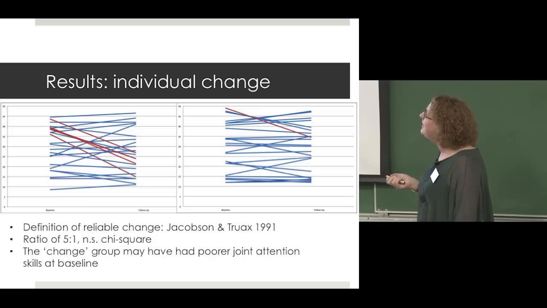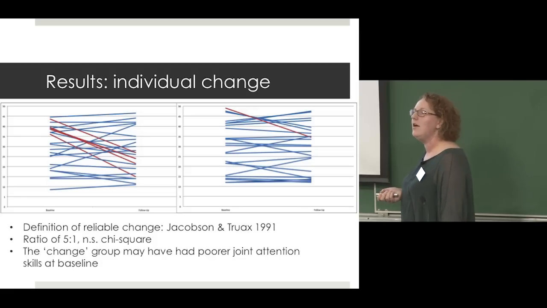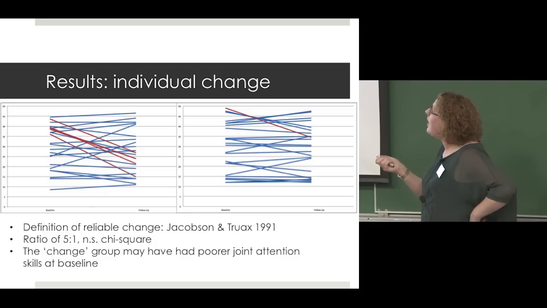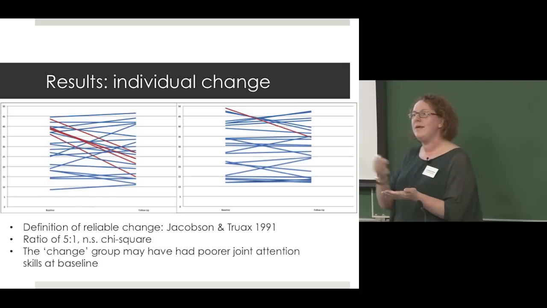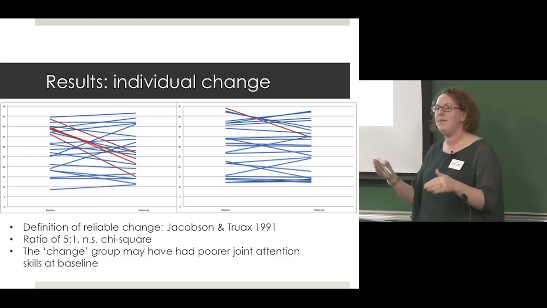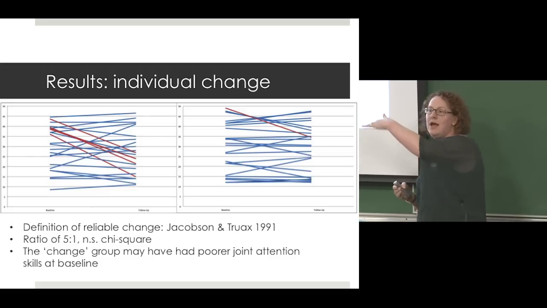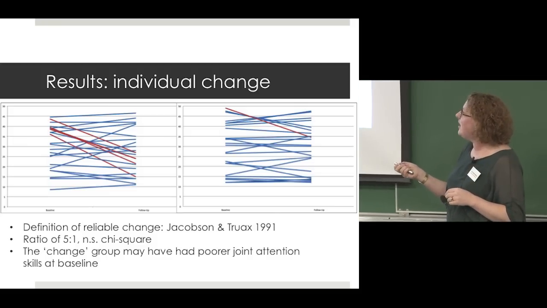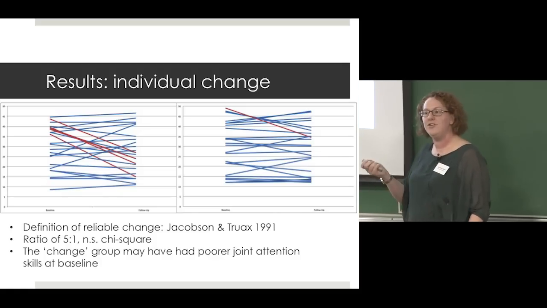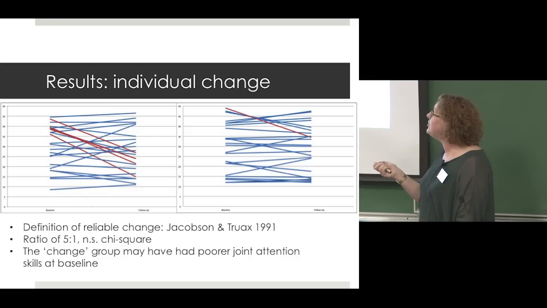So what we did was look at individual change scores. So was there a subset of children who were showing a benefit, even if as a whole group they didn't show a benefit? And we found five children. So we defined reliable change according to the statistical formula, which is basically, if you saw the same child every day for 2 weeks and did the same test, you would get ups and downs in their scores on that particular assessment. So we define change in such a way that the difference is big enough that it's really unlikely to have occurred just by chance. And we found five children in the intervention group.